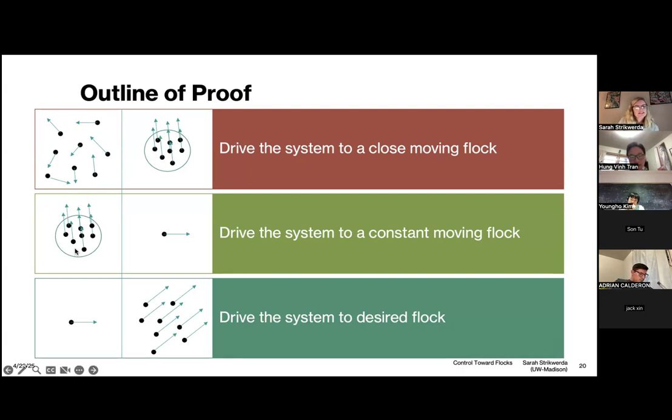And so then we can say, okay, well, given that close moving flock, we should be able to drive the system to a constant moving flock. So we already know these points are close, so let's all make them the same. And then from there, we can drive the system to the desired flock.